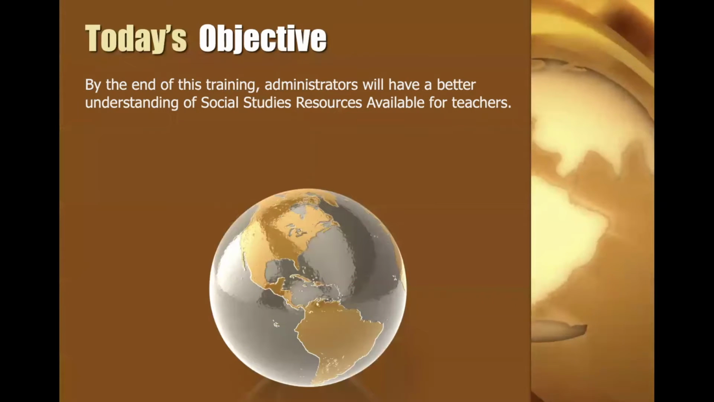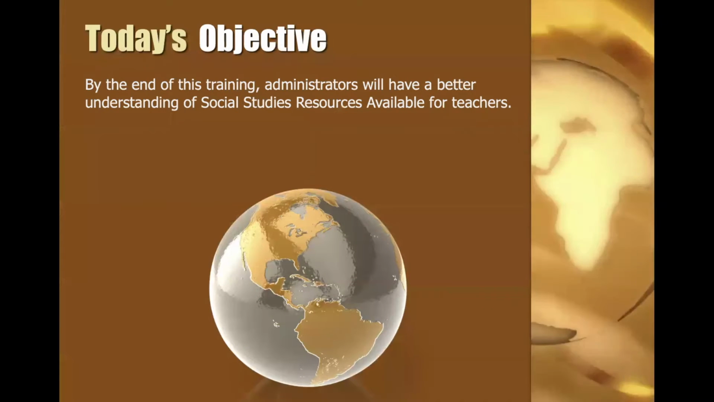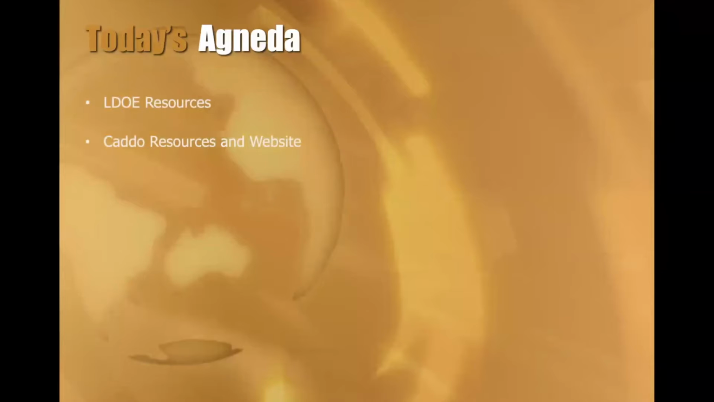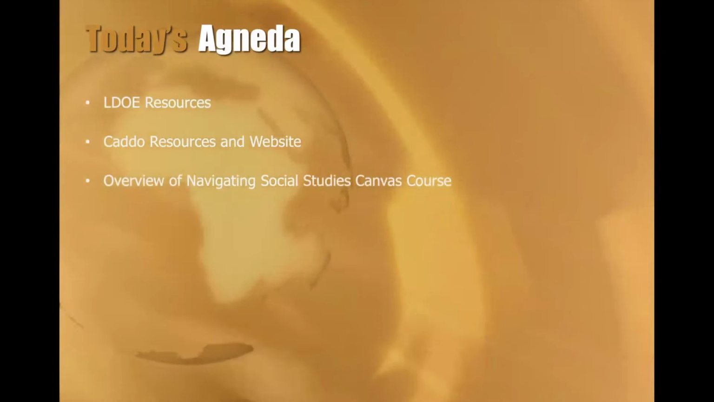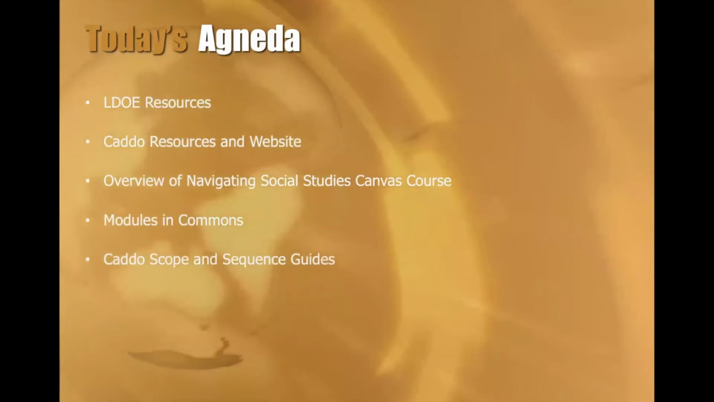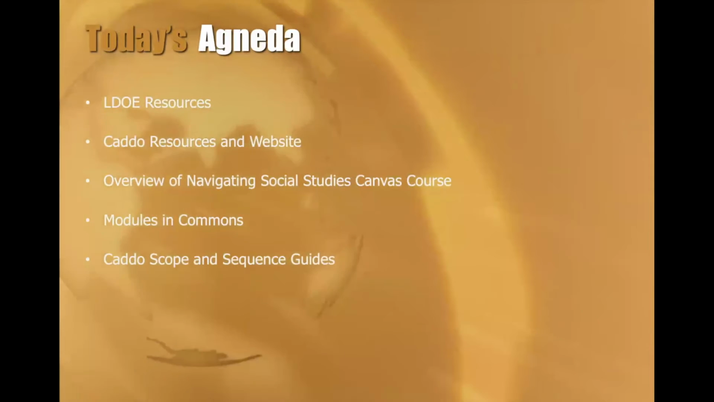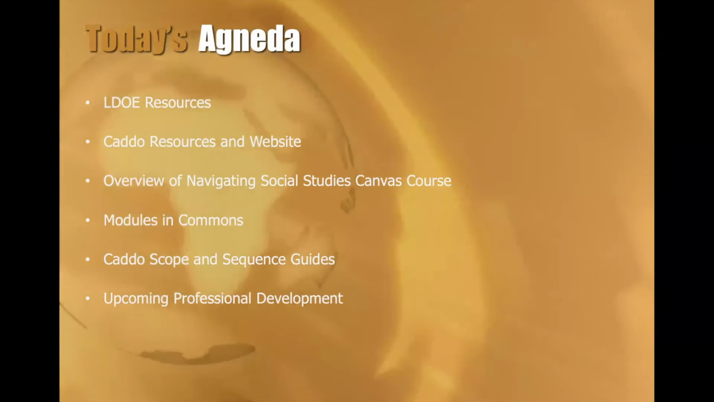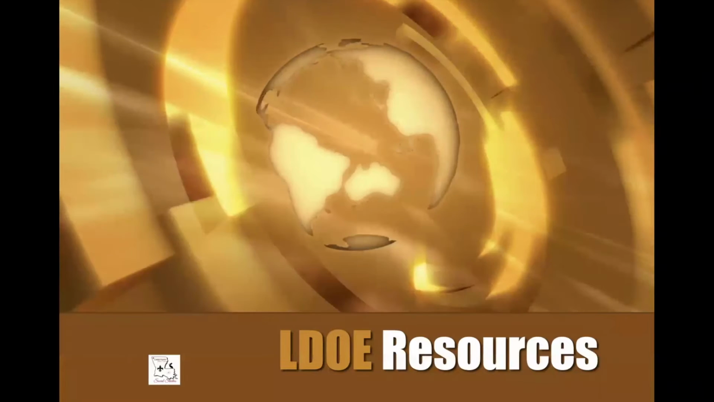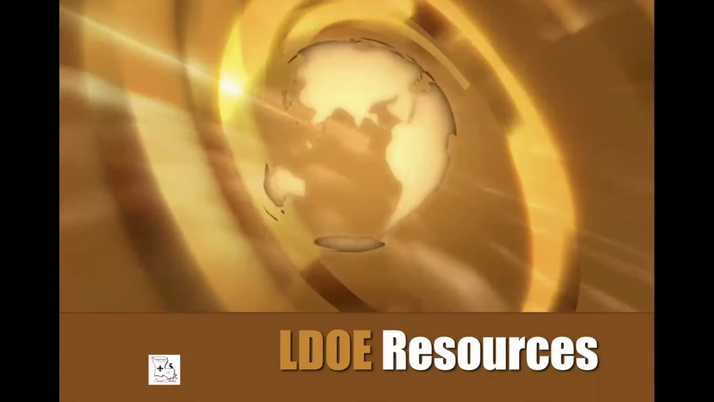Today's objective: by the end of this training, administrators will have a better understanding of social studies resources available for teachers. Today's agenda: we will review the Louisiana Department of Education resources, Caddo resources and website, an overview of navigating the social studies Canvas course, modules in Commons, the Caddo Scope and Sequence guides, upcoming professional development, and task force members.